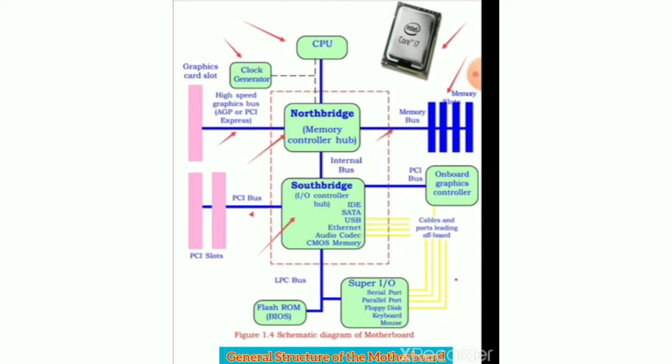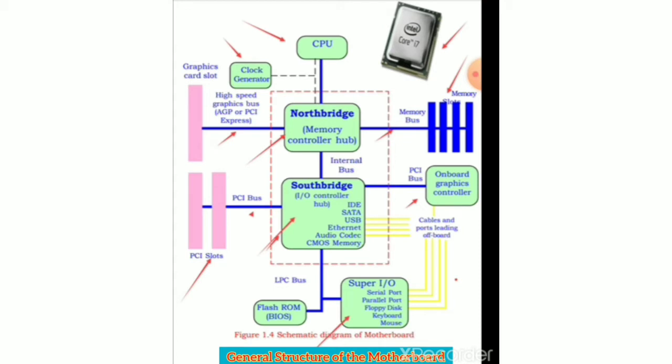Now it always works along with the south bridge. It is mainly used to control the input output devices, so it is also called the IO bridge. As you can see, the PCI slots are there, peripheral component interface. In the next heading you will be studying all these in detail. And the graphics card controller is there. Mainly it has the IO devices, that is, input output devices.